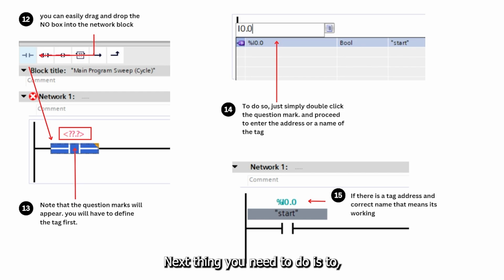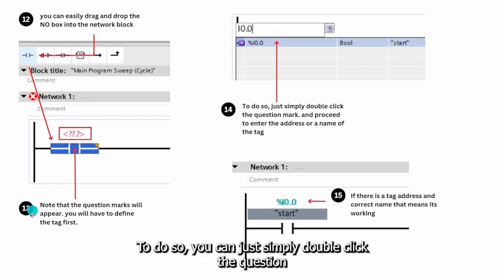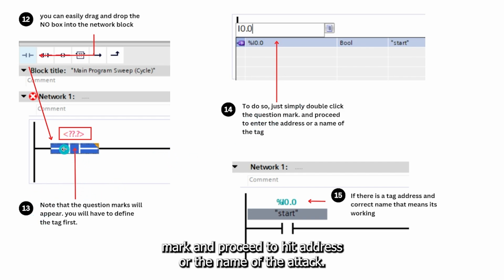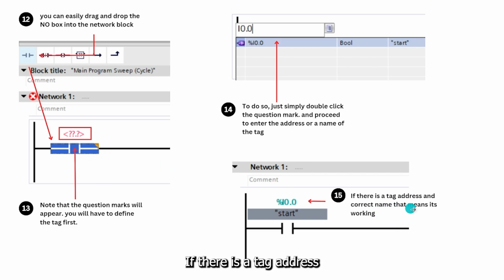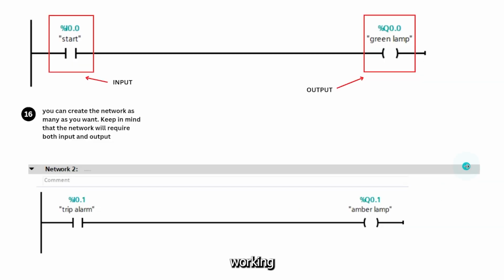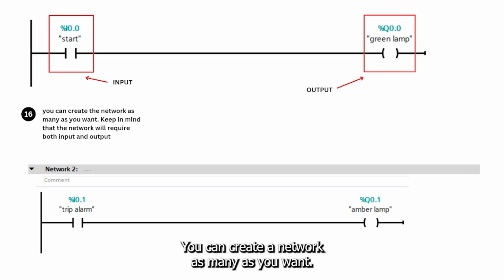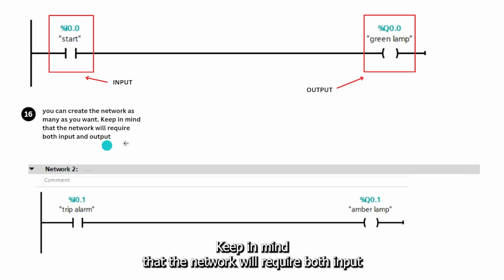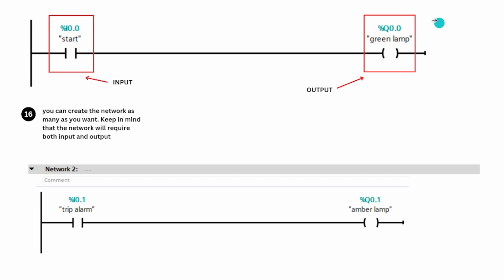Next thing you're gonna do is to define the tag. To do so, you can simply double click the question mark and proceed to enter the address or the name of the tag. If there is a tag address and a correct name, that means it's working. You can create as many networks as you want. Keep in mind that the network will require both input and output.